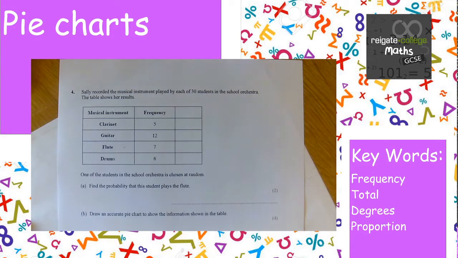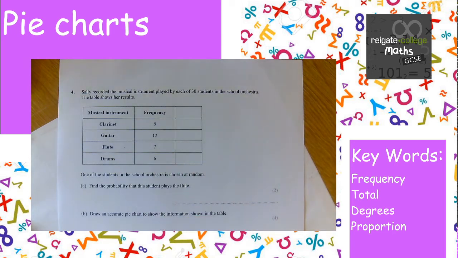Here is a pie chart question taken from an exam paper. Let's read it. Sally recorded the musical instruments played by each of 30 students in the school orchestra. The table shows her results. Now we can see from the results we've got 30 students here and the different instruments they played.